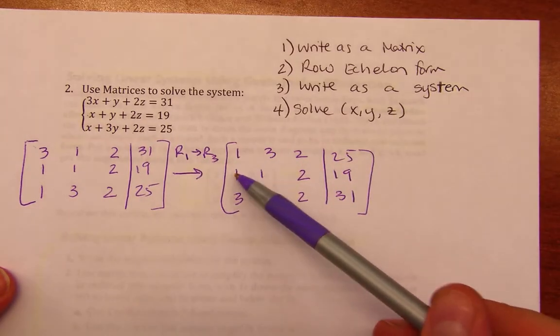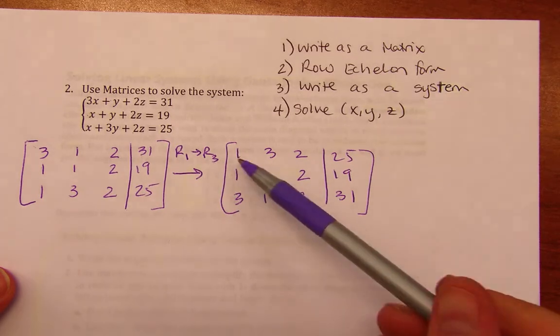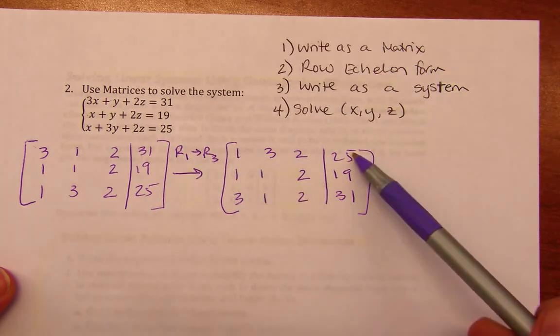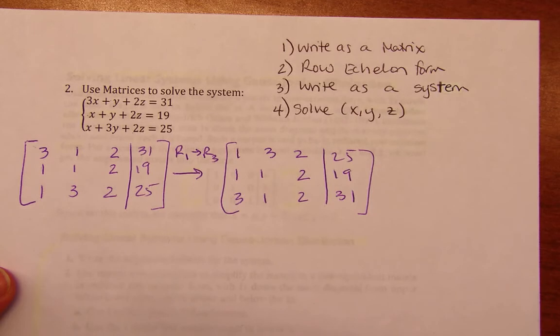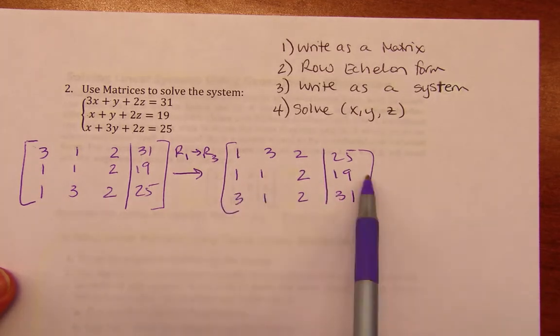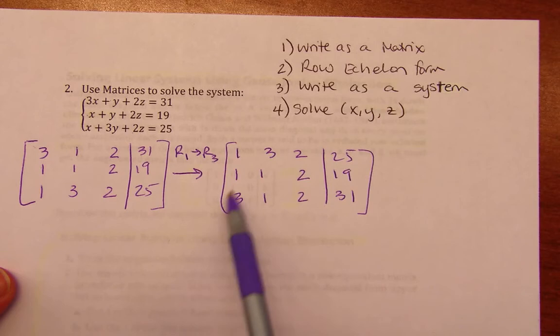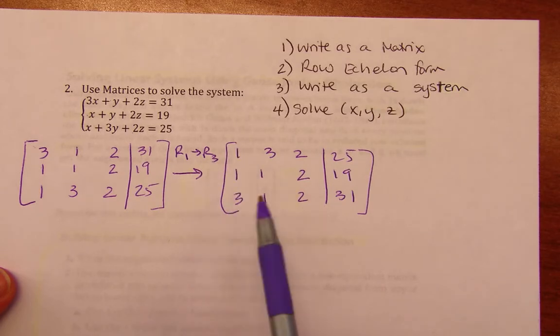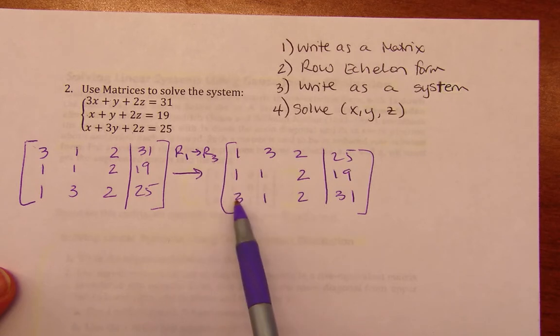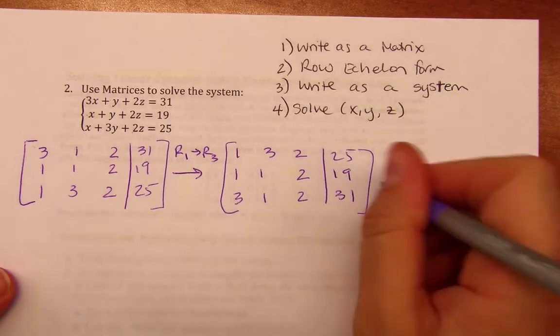Now I've got a 1 right here. And now I want to try and make this a 0. So I'm going to multiply row 1 times -1 and add it to row 2. Actually, you know what? Before I get that 0, I'm going to get this 0 first. I usually try to go after this 0 first. So I'm actually going to multiply -3 times row 2 and then add it to row 3.